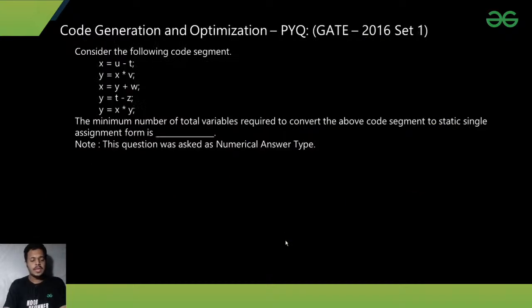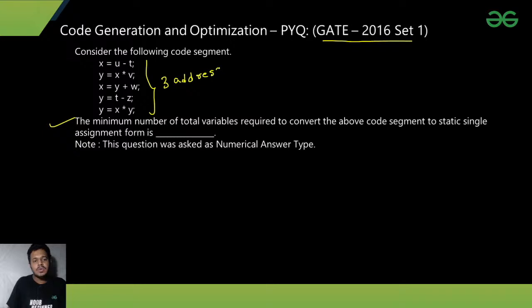Moving forward to the next question. It is a GATE 2016 question, taken from Set 1. It asks for the minimum number of total variables required to convert the given three address code statement to a static single assignment, so we need to find the minimum number of variables.